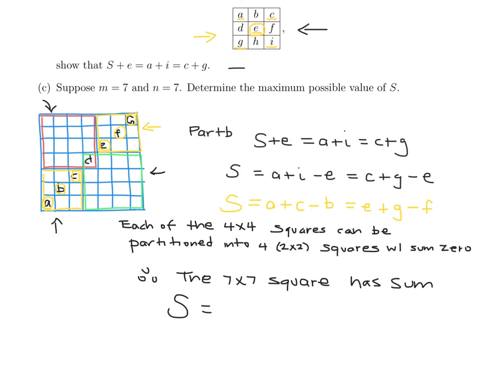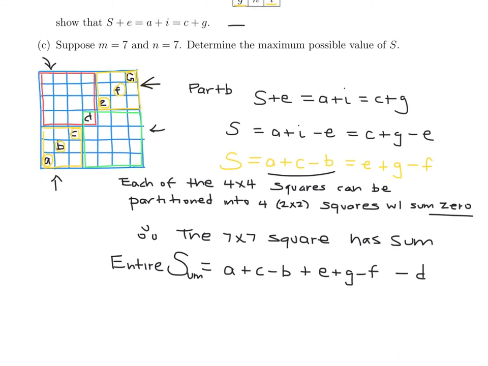We've got this yellow box here, which is essentially A plus C minus B, from up here. I'm talking about the entire sum, so I guess we can put an entire sum just to avoid any confusion. And then we have this yellow box up here, which we have concluded as E plus G minus F. And then the 4x4 boxes have a sum of 0, but we've got to be careful because we counted the D twice. Because we counted it twice, we have to subtract it once. So just make sure you don't miss that.